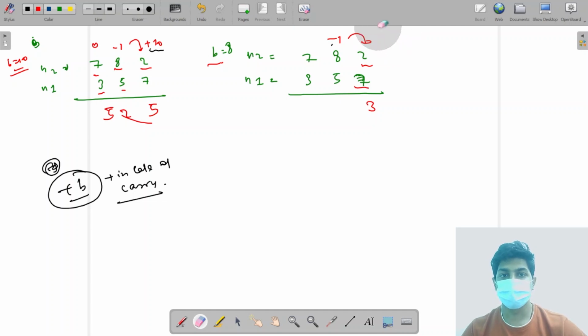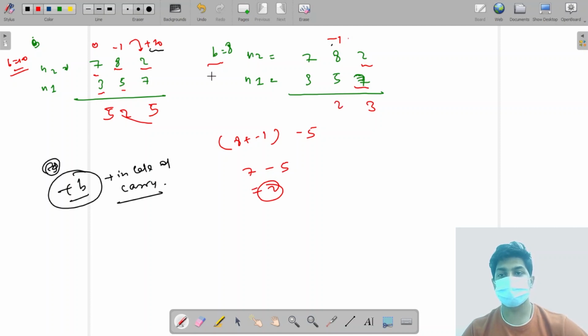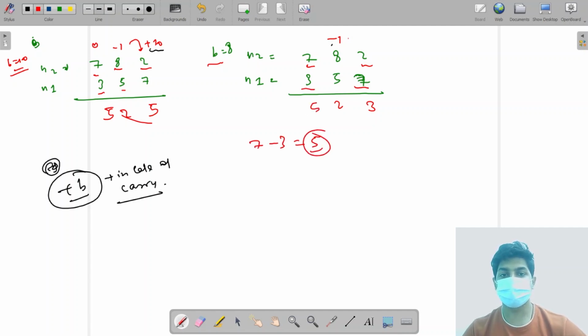Now let's move ahead. This time we have 8 plus minus 1, minus 5, that is 7 minus 5, which is 2. So 2 will be stored over here. Now we move to the next element, 7 and 3, 7 minus 3 equals 5. So 5 will be stored over here.